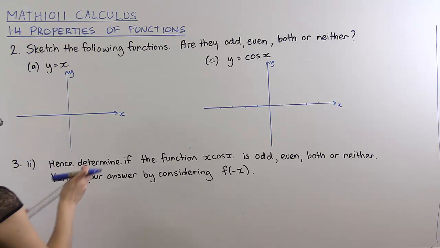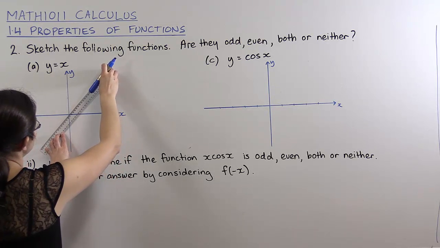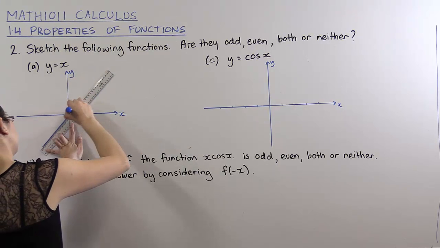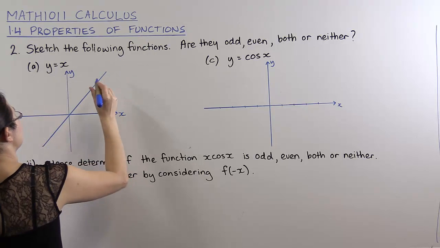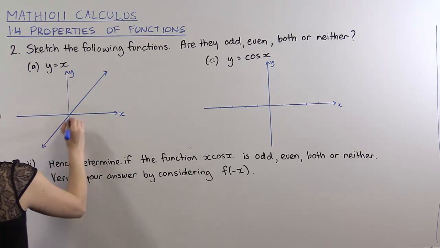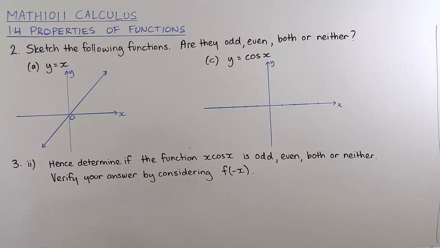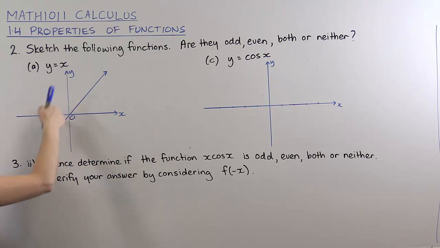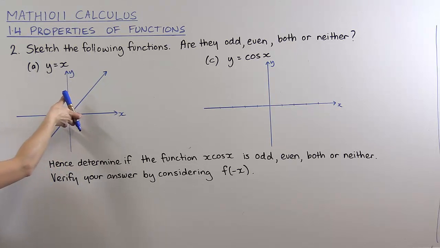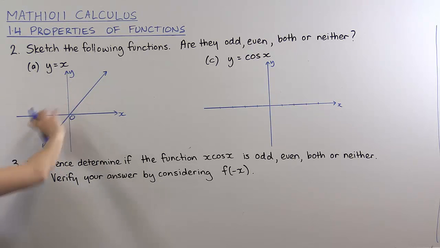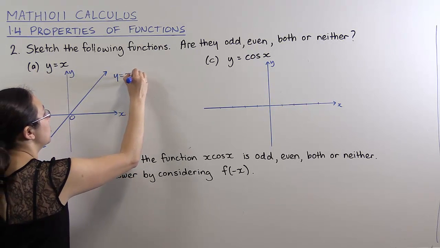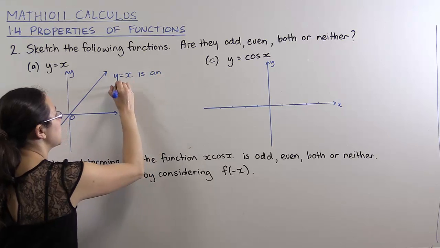First of all, y equals x, that's a linear function, it goes through the origin, it's got a gradient of 1. So it looks like this. Now we're asked to determine from the graph whether the function's odd, even, both or neither. From the graph we can see that there's rotational symmetry about the origin, that if you picked it up and rotated everything 180 degrees, it would sit on top of each other. So from that we can determine that y equals x is an odd function.